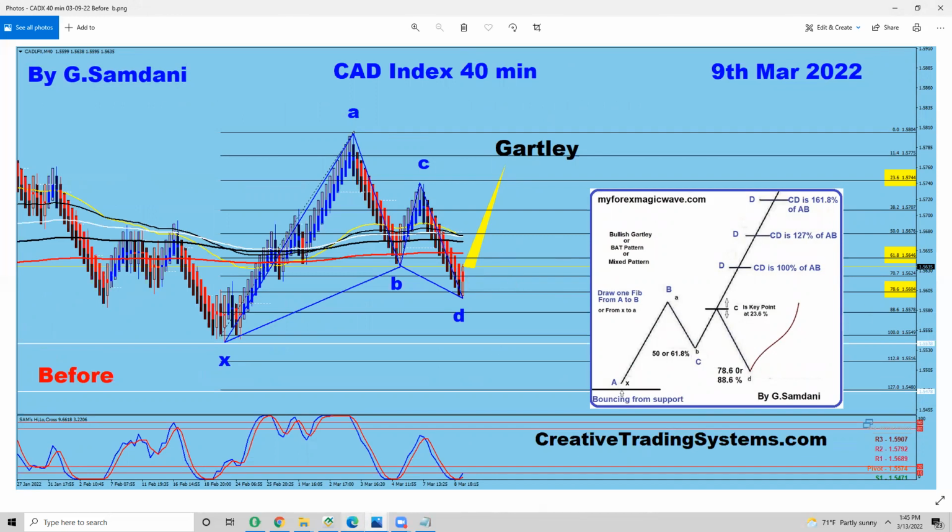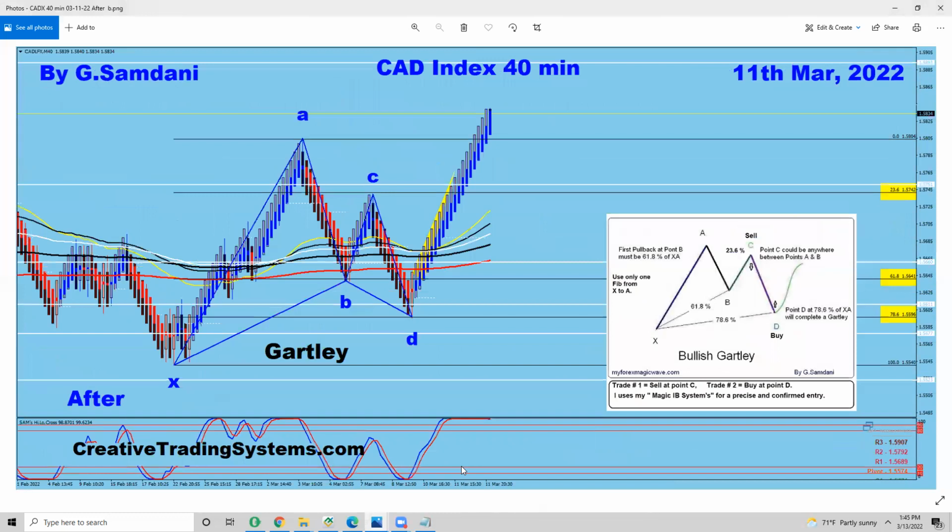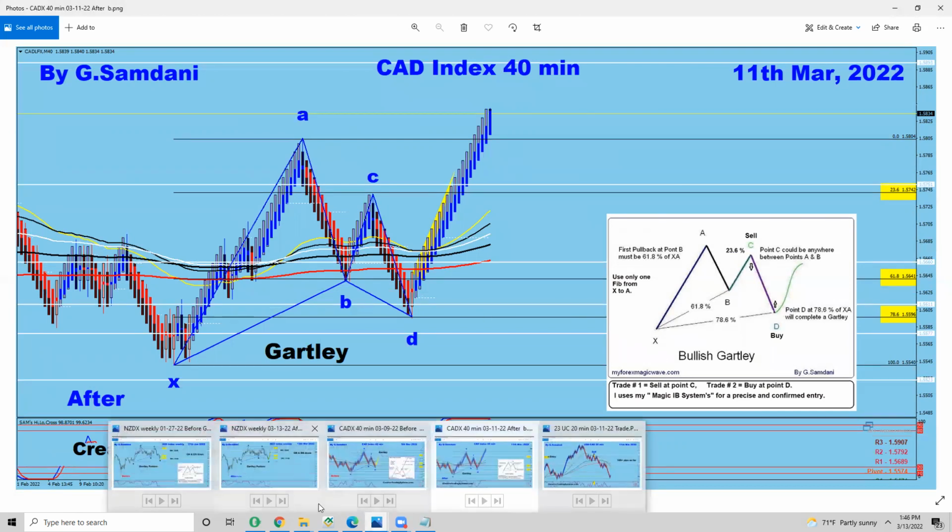And what happened to this chart? This chart ended up looking like this. Right? So exactly, it went up all the way. And I got those 200 pip between Pound CAD and USD CAD. Similarly, you saw a lot of NZD trades, right? That was based on... let's see.